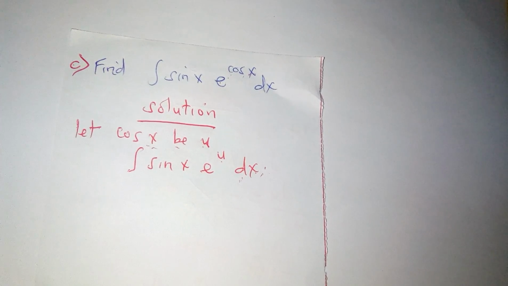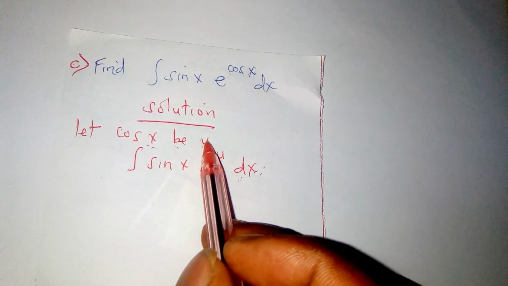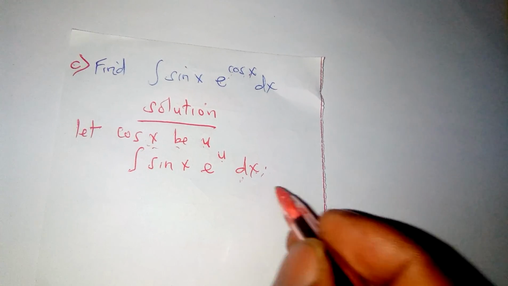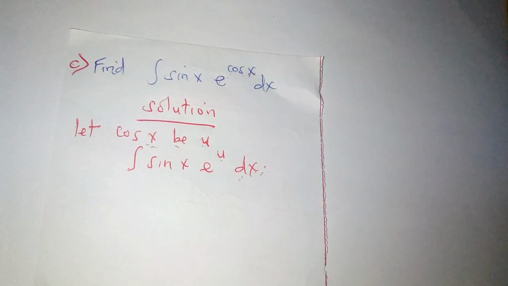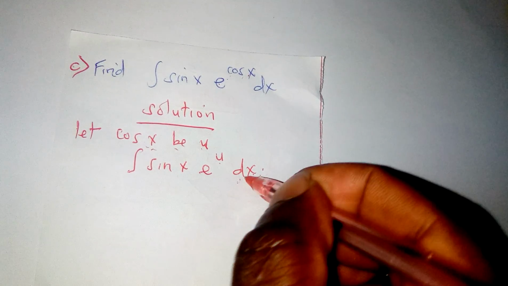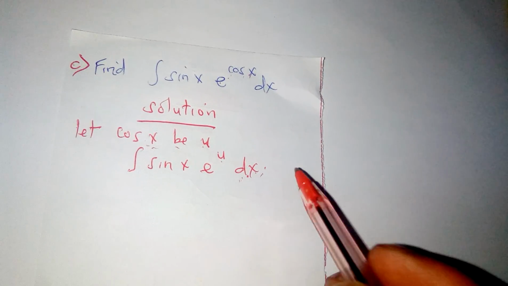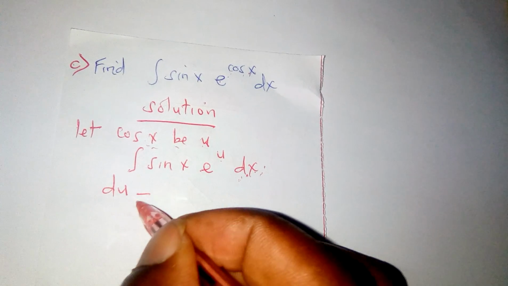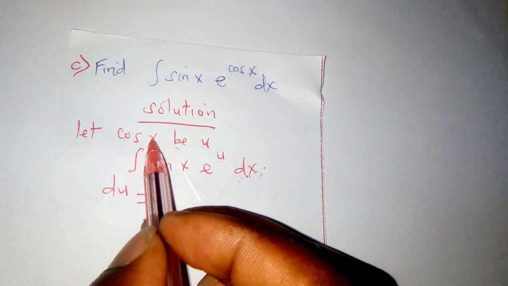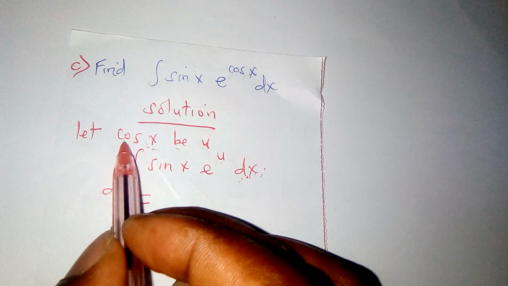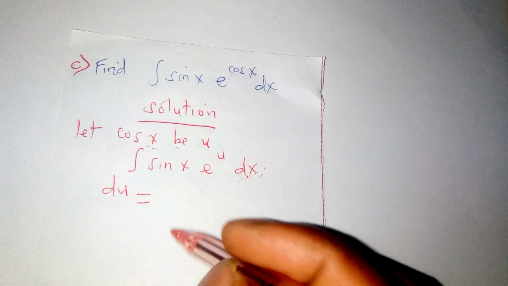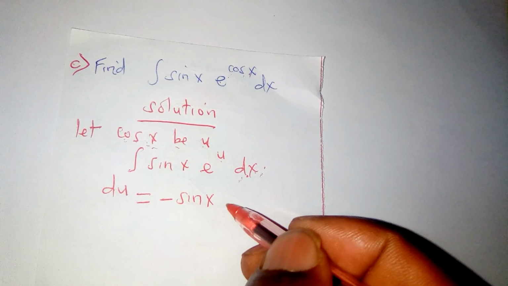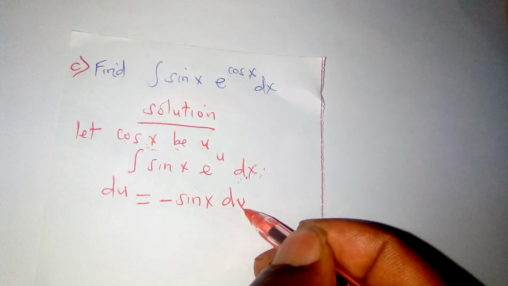So I need to differentiate du dx so that I get dx on one side, and the value opposite to it on the other side of the equal sign I'll substitute here. Now how can I work that out? I'll come up here and say du is now equal to, now let us come here, cos x. How can I differentiate cos x? The derivative of cos x is negative sine x. So I'll write negative sine x, but I was differentiating du dx, so I'll write dx here.